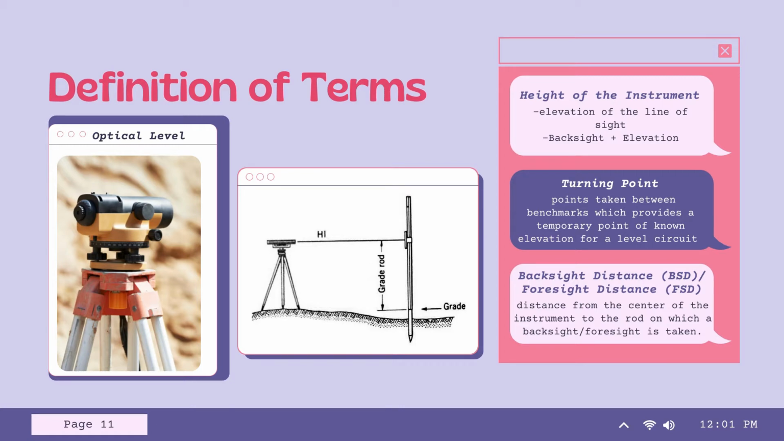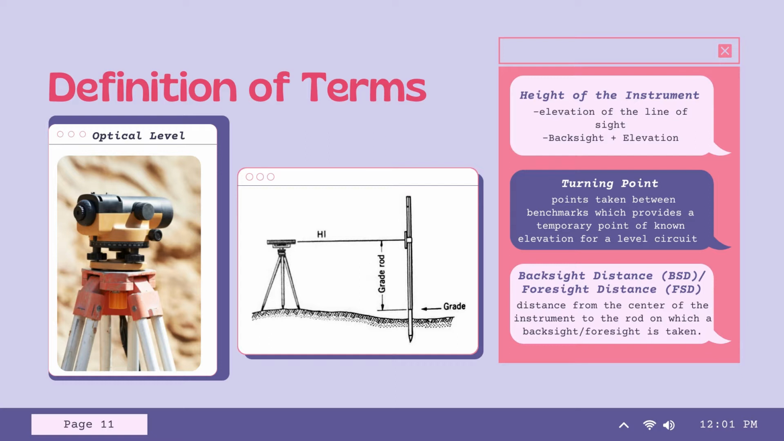Next is the turning point. It is an intermediate point between benchmarks which provides a temporary point of known elevation for a level circuit between two benchmarks that are a long distance apart. So let's say we have a benchmark and a rod placed on top of that benchmark. A distance away is the instrument. On the other side of the instrument, we place another rod. That specific point on which we place a rod, we call the turning point.